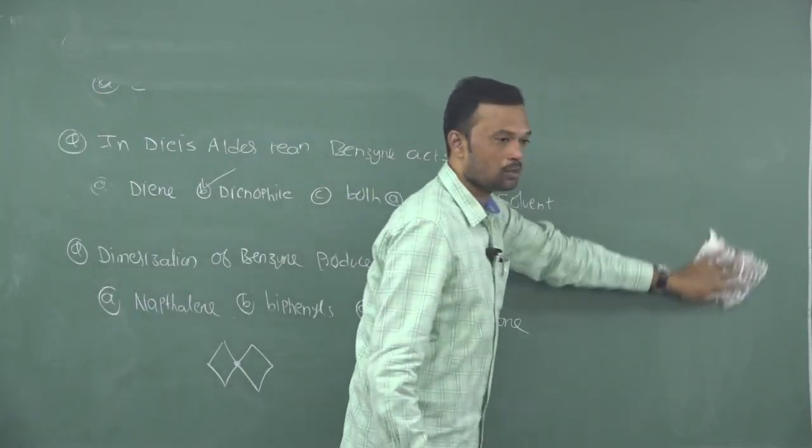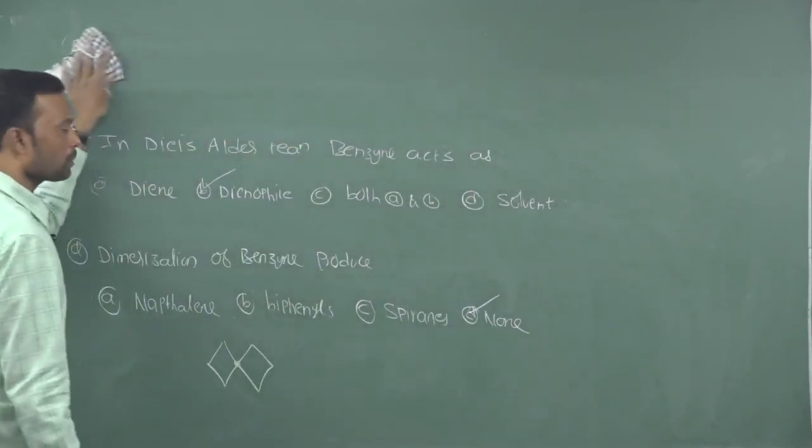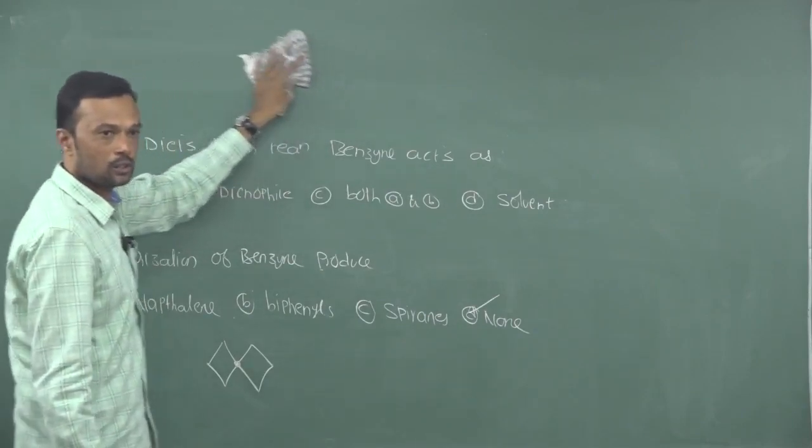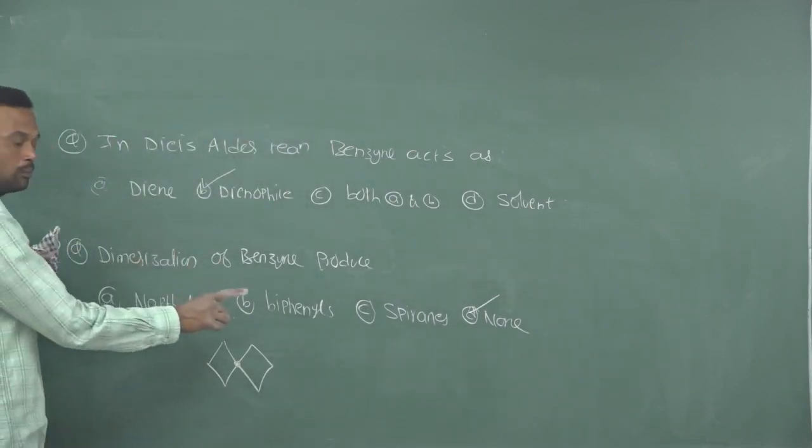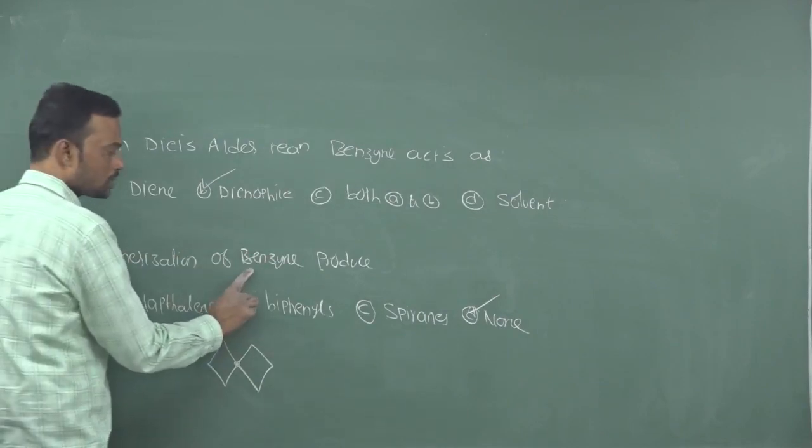Biphenyls are nothing but, what are biphenyls? One bond separates 2 rings, 2 aromatic rings. Biphenyls are different, benzidines are different. So what is the answer in this one? Benzidine.